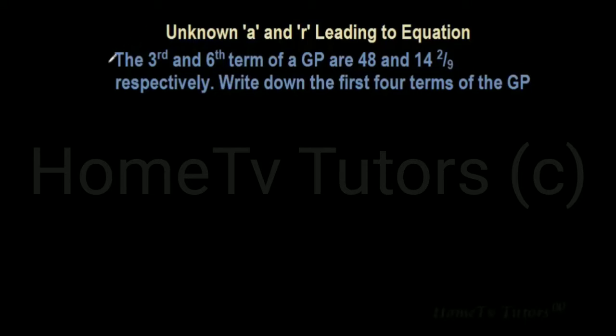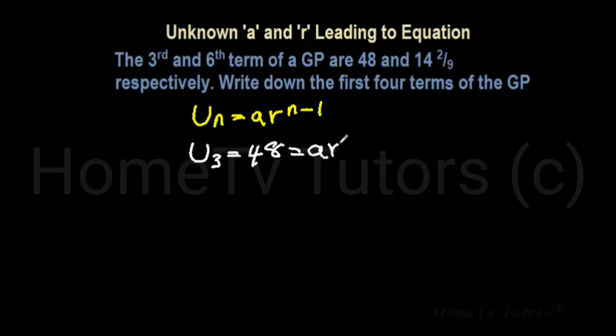Let us take a look at this example. The third and the sixth term of a geometric progression are 48 and 14 2/9 respectively. Write down the first 4 terms of the GP. As usual, we need to first write out the nth term formula, which is the nth term equals ar to the power of n minus 1. Now, the third term, which is given as 48 in the question, is equal to ar to the power of 2. If we write this in the reverse order as we did in the previous example, we have ar to the power of 2 equals 48. Let this be equation 1.